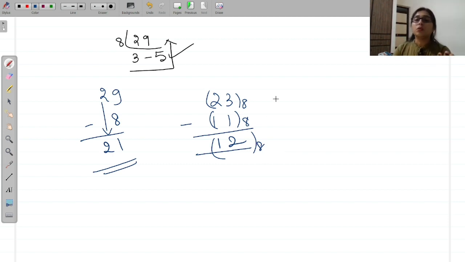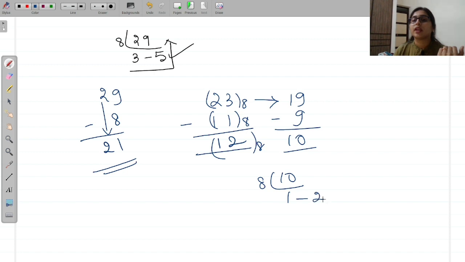Okay, so now I can convert this to decimal. So how are you going to convert to decimal? You are going to multiply the weights. So 2 into 8 is 16, 16 plus 3 is 19. 1 into 8 is 8, 8 plus 1 is 9. So this is 10. So can I convert this to octal? 8 ones are 8. So this is 12 in octal. So the same thing I have obtained here directly. This is converting to decimal. Okay, so this is an easy one. How we are going to subtract it.